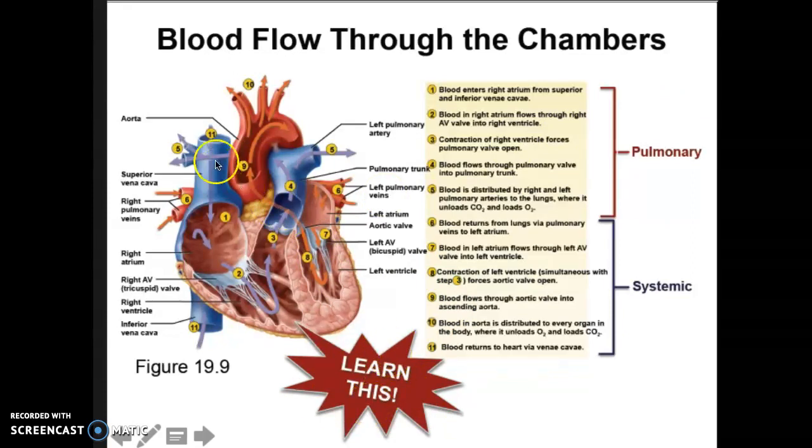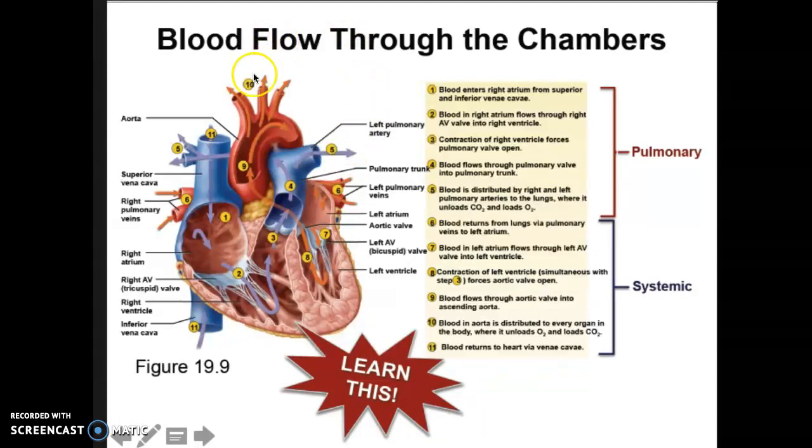So blood enters the heart through the right atrium from the superior and inferior vena cava. That blood then flows from the right atrium into the right ventricle. That blood then flows from the right ventricle into the pulmonary trunk, which divides into your left pulmonary artery and your right pulmonary artery. It then moves to the lungs, picks up oxygen.